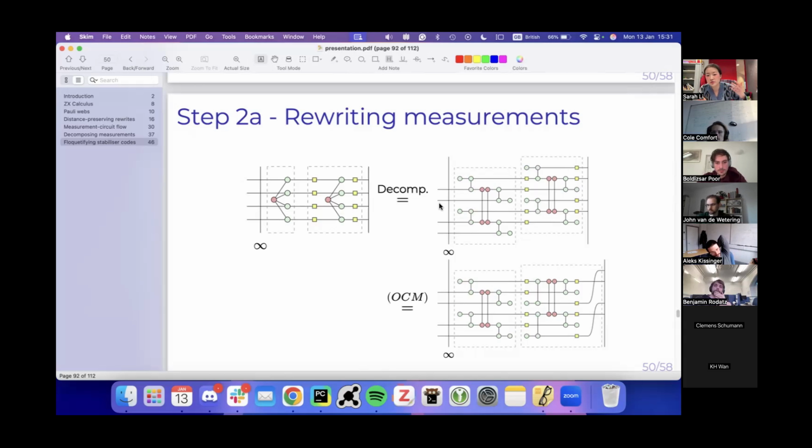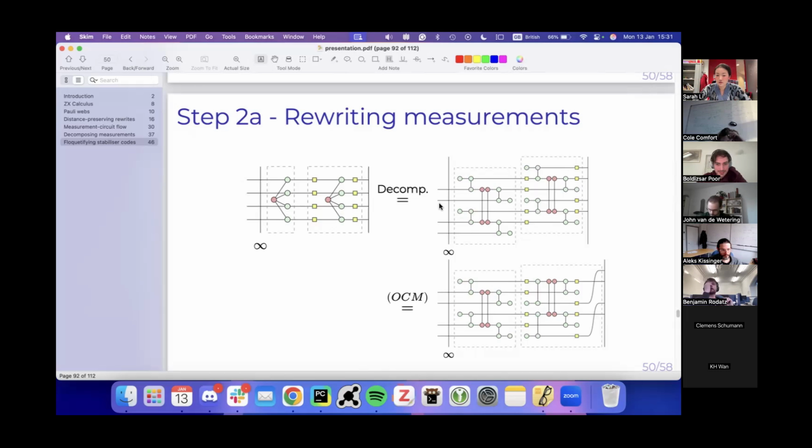Because one thing that we do not understand about subsystem code gauge fixing is that we know that by measuring anti-commuting stabilizers we obtain a new code, but we don't know what set of stabilizers to choose such that we would still have fault-tolerant protocols. But you guys provide a distance-preserving rewrite. So that's why I wonder if you consider the connections between these two types of codes.